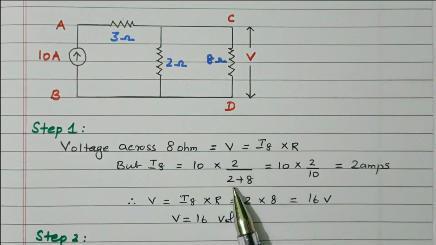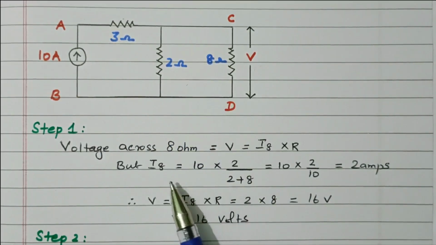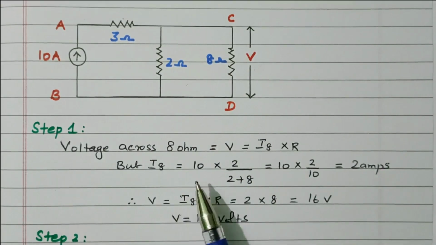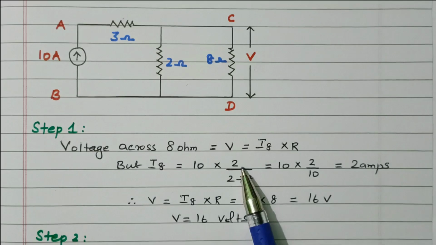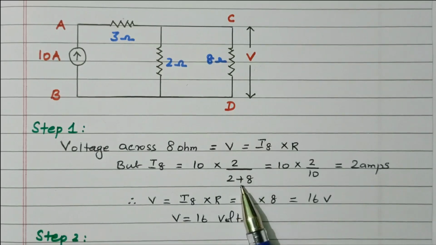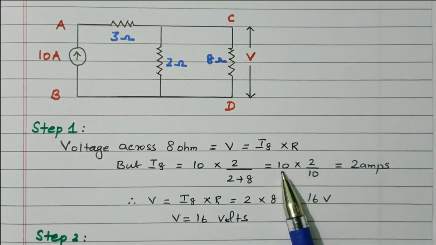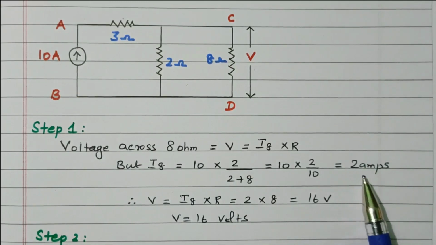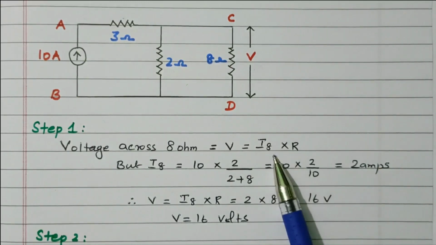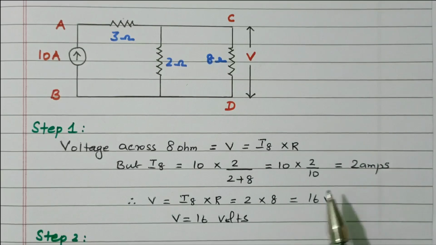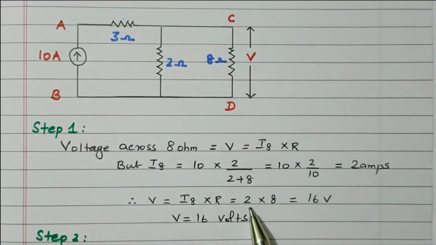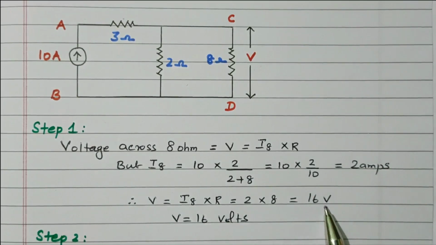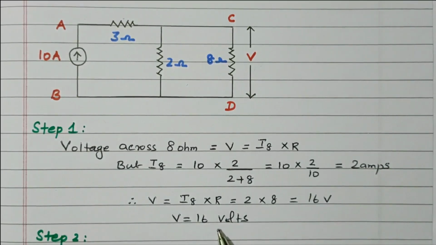So the total resistor is 2 plus 8, right? So the current flowing through the 8 ohm resistor is the total current multiplied by the resistor of the other branch divided by the total resistance. So 10 into 2 divided by 10 equals 2 ampere. Now we calculated the current flowing through the 8 ohm resistor. So V equals I8 into R, that is 2 ampere into 8, so 16 volt. The voltage is 16 volt.